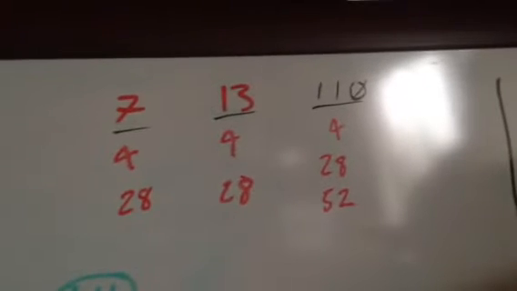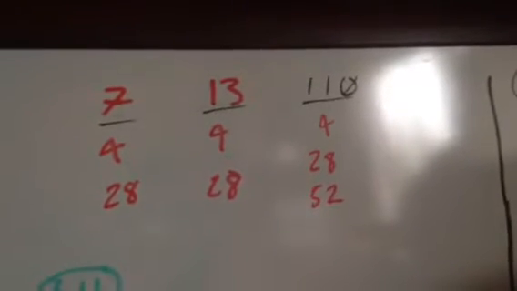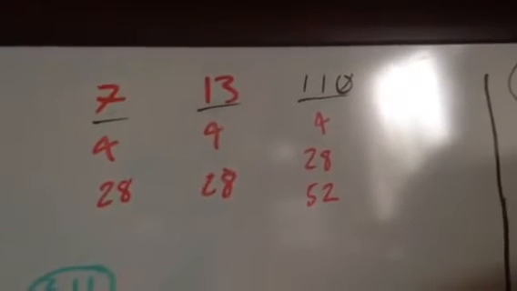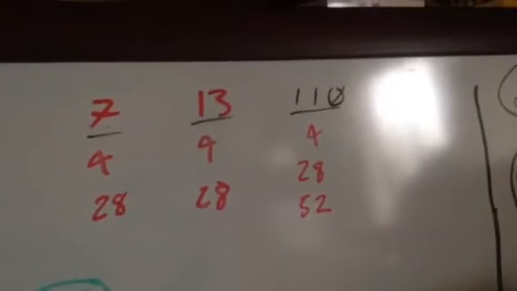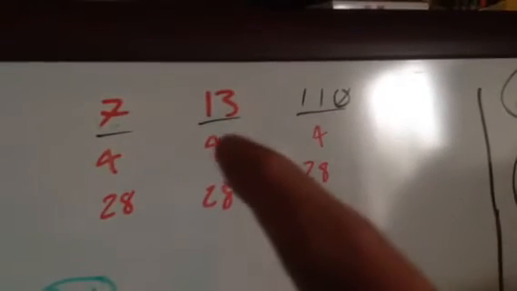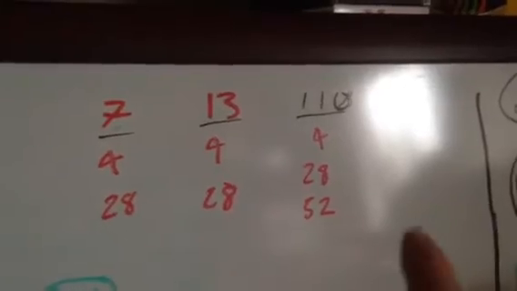I'm also going to take... Okay, so I multiply everything by 4. I'm going to multiply everything by 28 as well. And I'm going to multiply 110 by 52. Now the reason I'm doing that is because I'm going to get 1, 2, 3, 4, 5, 6, 7. But I'm also going to add 7 and 13 because they're kind of important building blocks of the L.